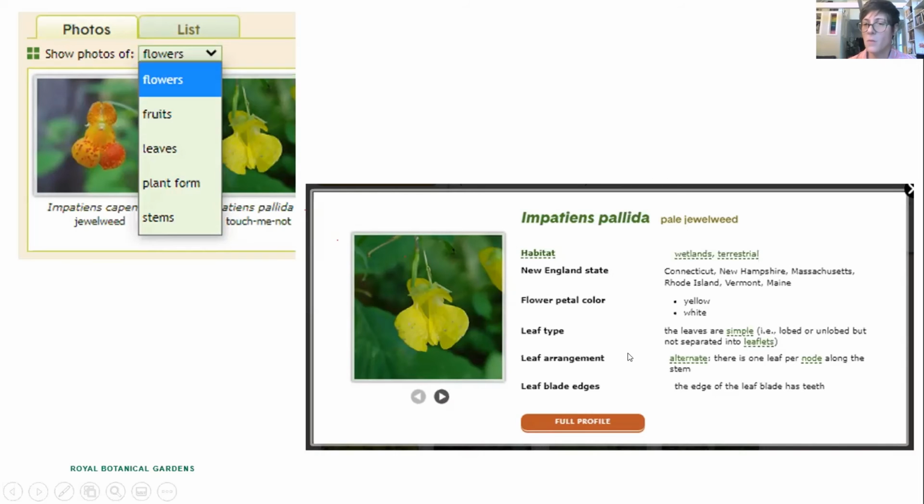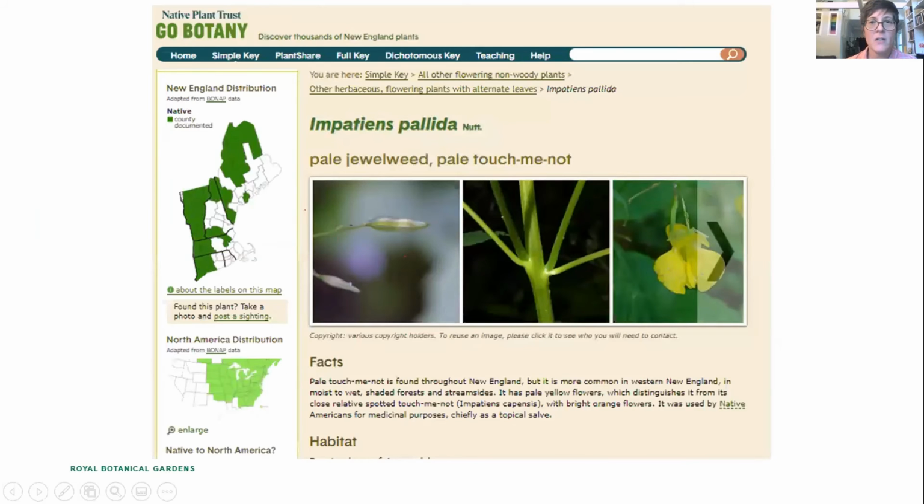But if you want to know more, you hit the button that says full profile, and it looks like this. It gives you a bar that you can scroll through to see all the different kinds of pictures. It will tell you the common names. It has two range maps on the left-hand side. The first one is for New England, and the second one at the bottom is for North America, which is really for the USA. But at the very top of it, you get some Canadian provinces, and you get an idea of whether it's present in Ontario.